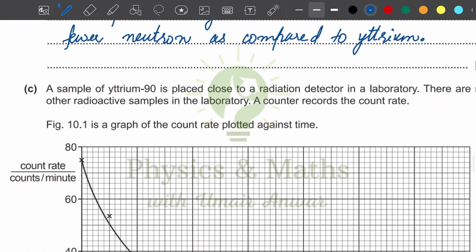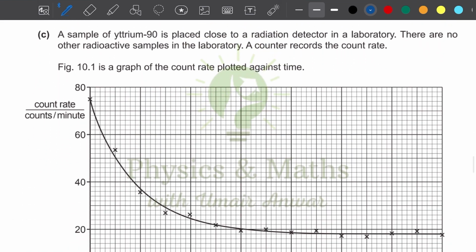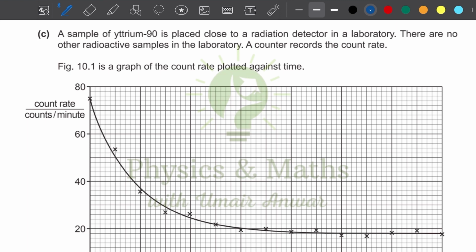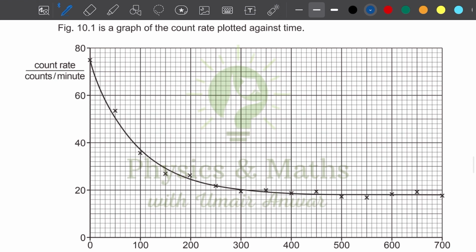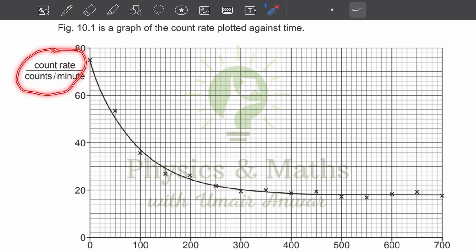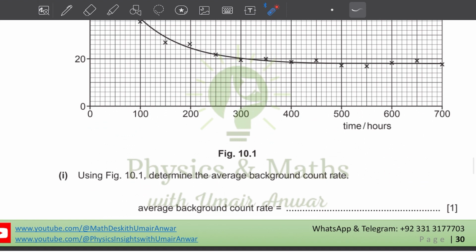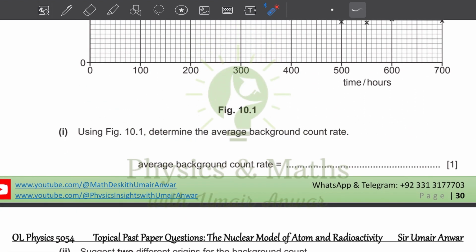Next part says a sample of yttrium is placed close to a radiation detector in a laboratory. There are no other radioactive samples in the laboratory. A counter records the count rate. Figure 10.1 is a graph of the count rate plotted against time. So we have the count rate, counts per minute, on the y-axis, and we have time in hours on the x-axis.